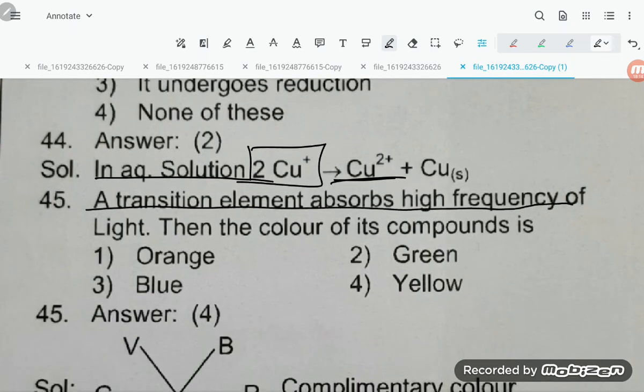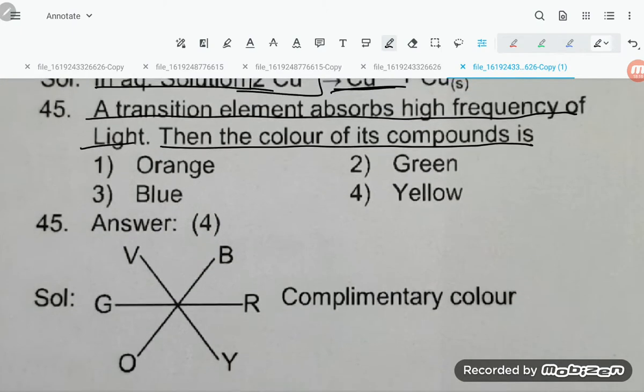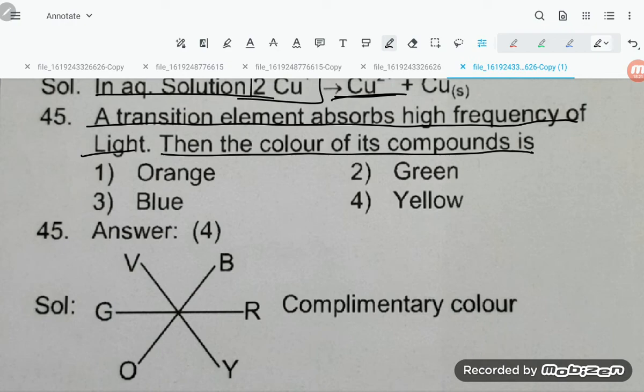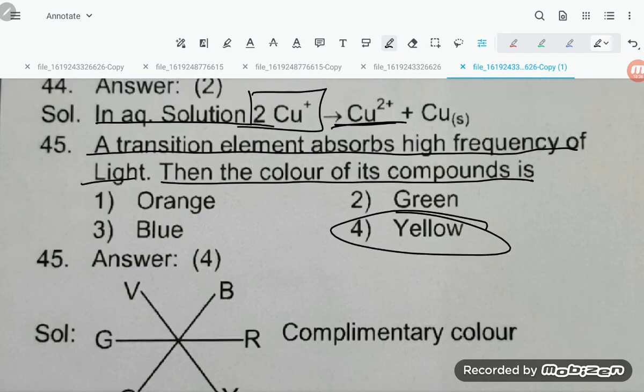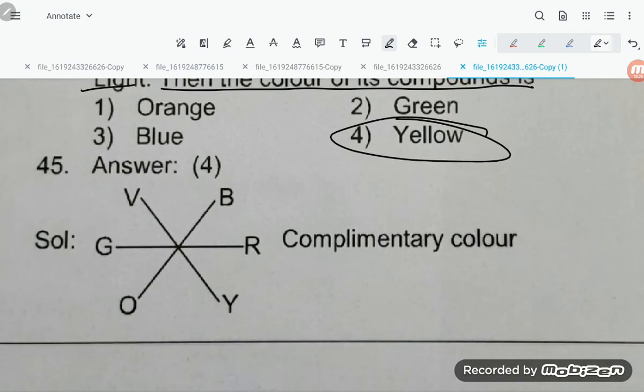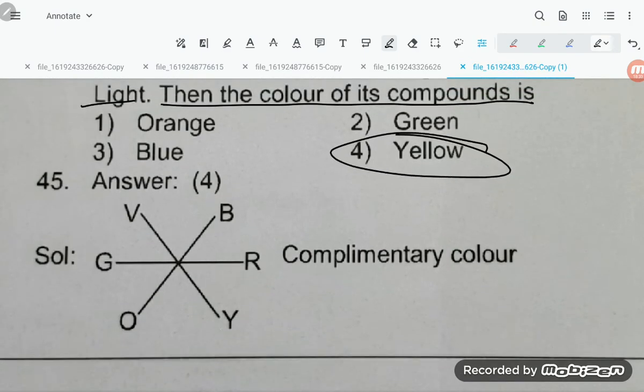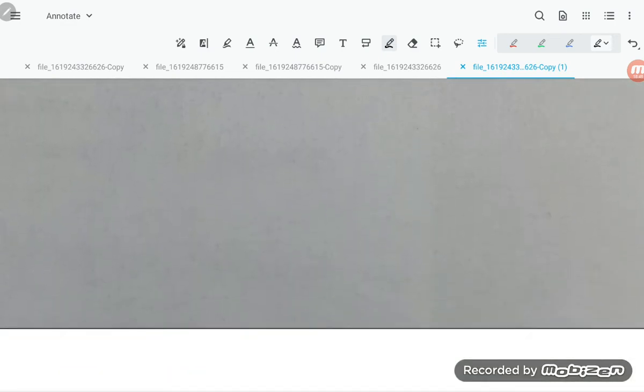A transition element absorbs high frequency of light, then the color of its compound is yellow, because if it absorbs violet, the complementary color is yellow. The complementary colors are violet and yellow, blue and orange, red and green. So our answer will be yellow color.